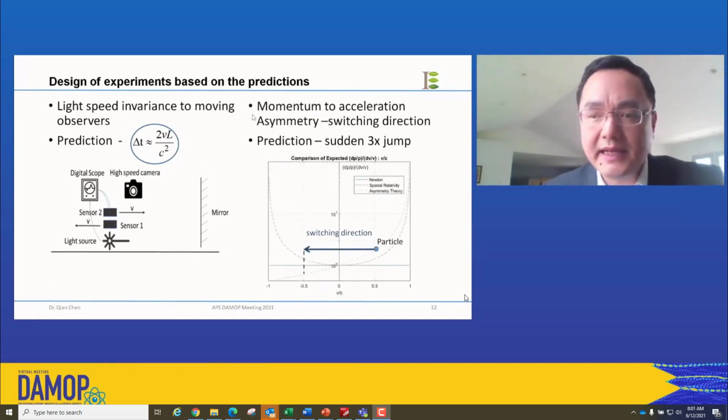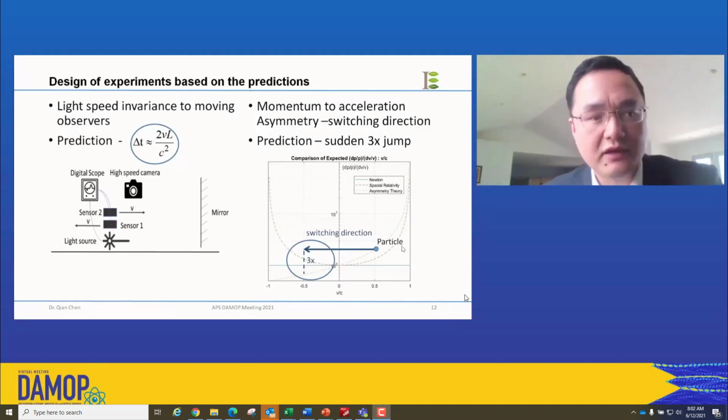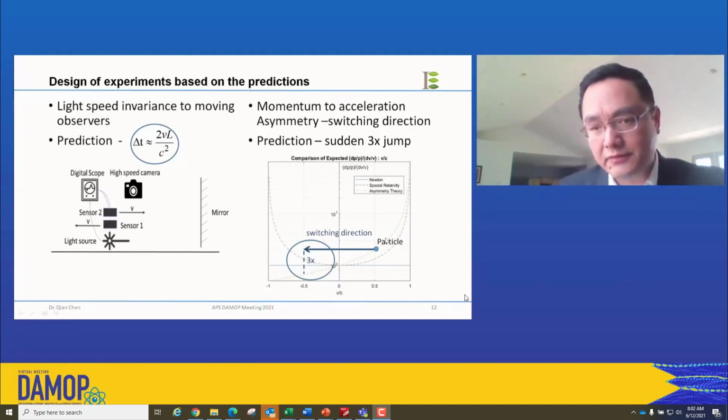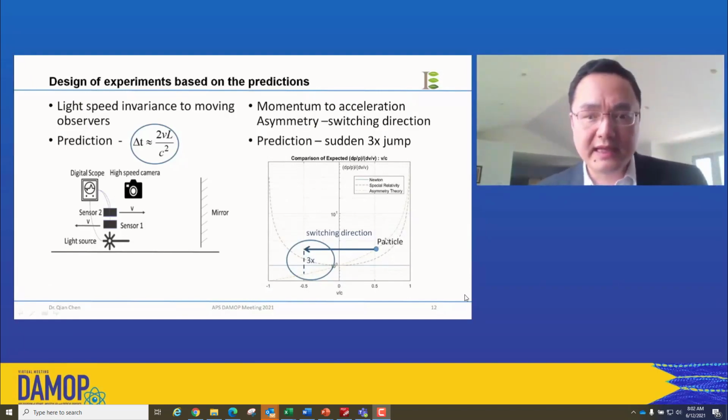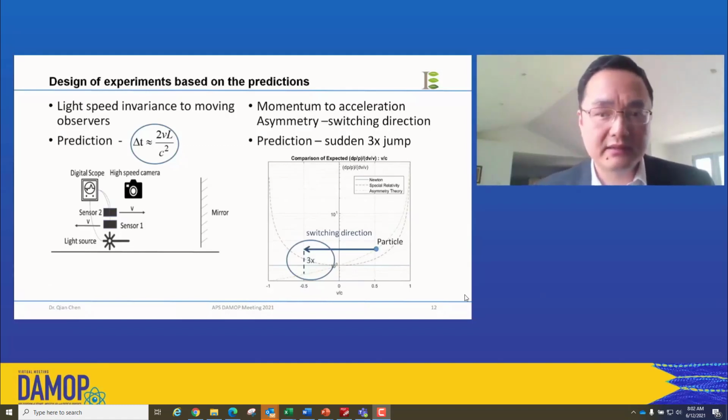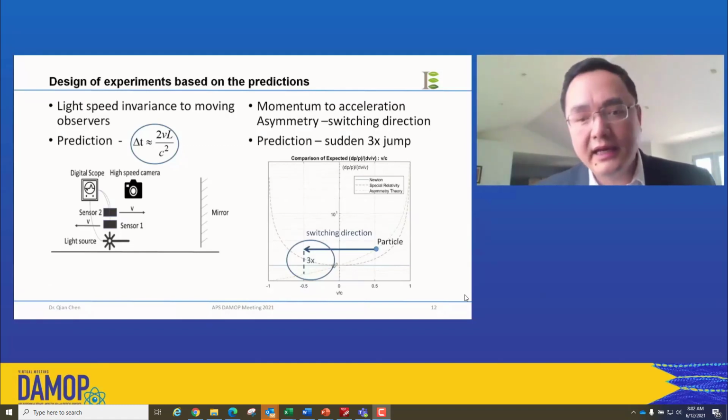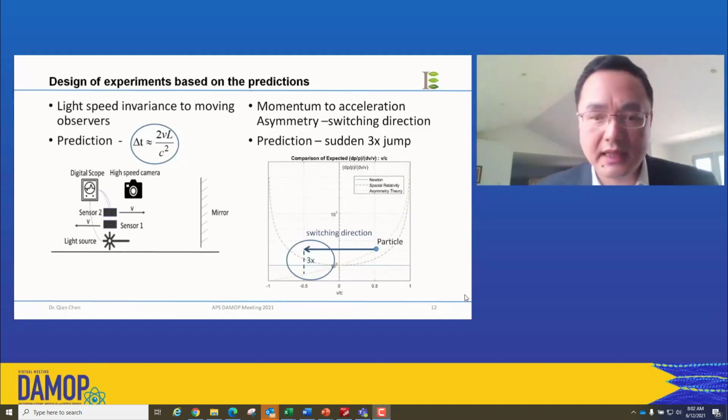And then another experiment is very simple. Just use the momentum to acceleration symmetry that we talked about. So assume a particle with a speed of 0.c, and you switch the direction of the accelerator. Then our prediction is that you will immediately see a 3-time jump of the momentum to acceleration ratio. And other theories predict there's no change of the ratio. So these 2 experiments are straightforward. If you are interested, you can just implement them and check whether the predictions are correct or not.